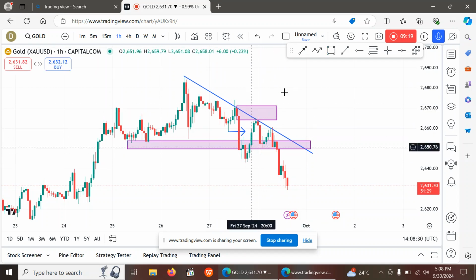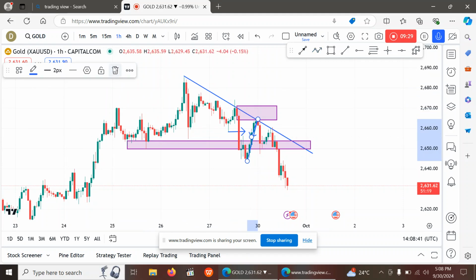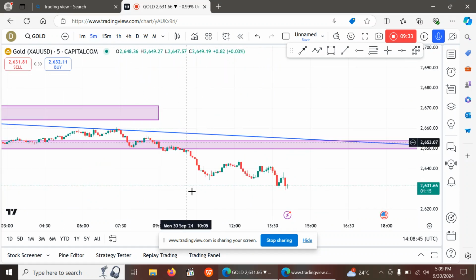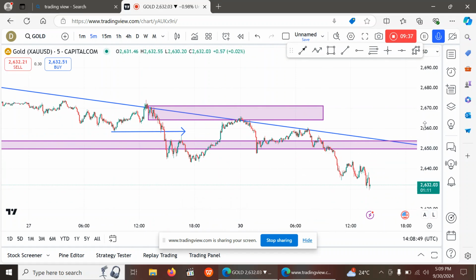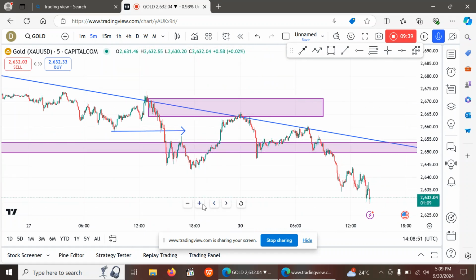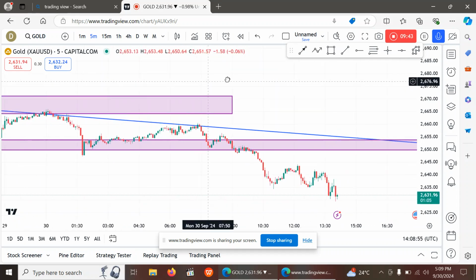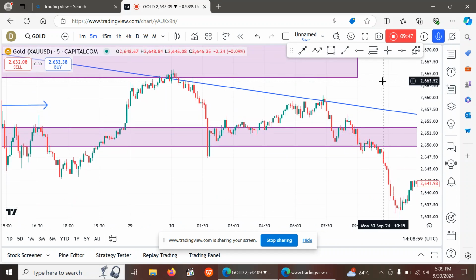Then after having marked it, I wait for price. I wait for price to tap on it like this. Then when price taps on it, I go to minute 5. I go to minute 5. Then I look for the confirmations. I don't just enter blindly. I look for the confirmations that we need for price to drop.